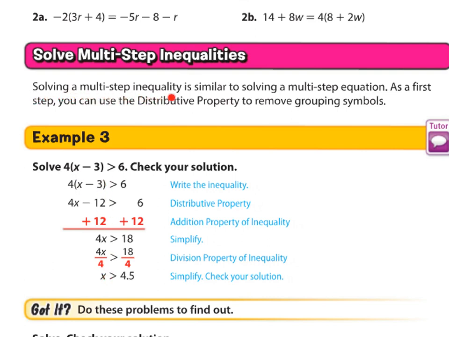Solving a multi-step inequality is similar to solving a multi-step equation. As a first step, you can use the distributive property to remove grouping symbols. So that's what we have here, grouping symbol, which means removing the brackets. And you can see that's what they did here, right? 4 times x is 4x, and 4 times negative 3 is negative 12. So we have 4x minus 12 is greater than 6. Remove the 12 from both sides, and now we have 4x is greater than 18. So x must be greater than 4.5.